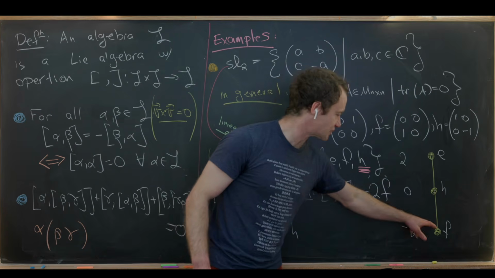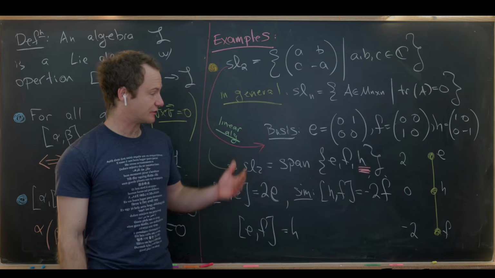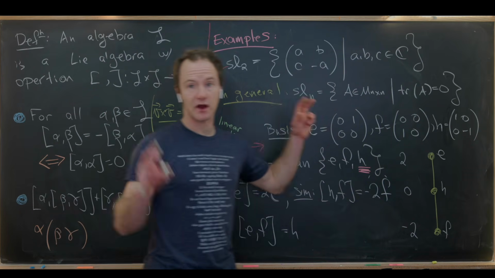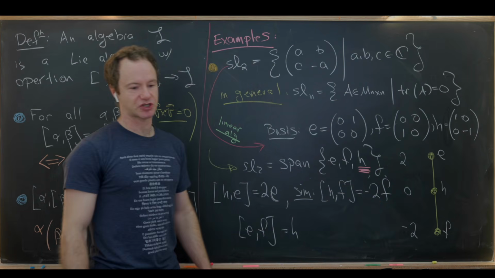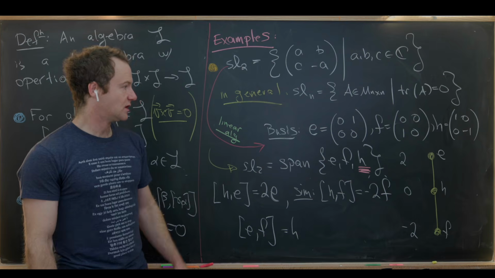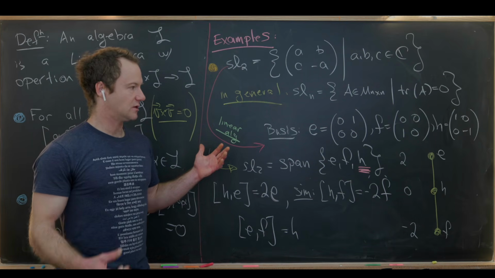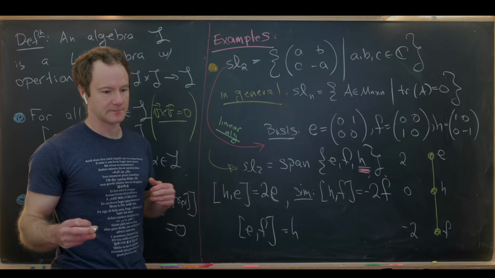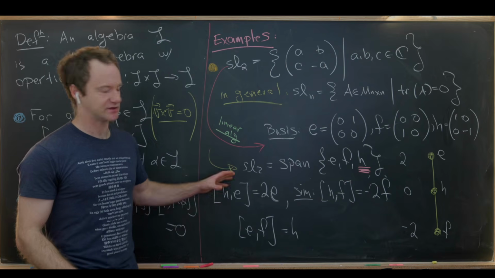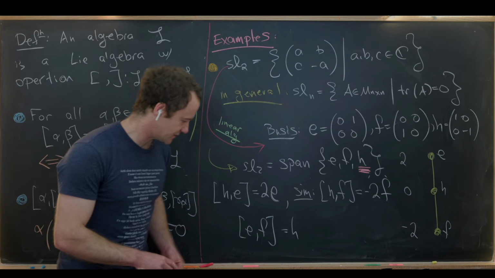So notice if we combine H with F, then we stay down here at negative 2, because 0 plus negative 2 is negative 2. If you combine E with F, well then their weights add and you get something with weight 0, H. If you combine E with H, well they add to 2. But if you were to combine E with itself, you would get 4. 2 plus 2 is 4, right? But there's nothing of weight 4 here. So there's this nice geometric string structure to our SL2.